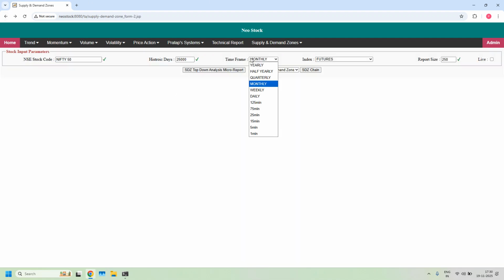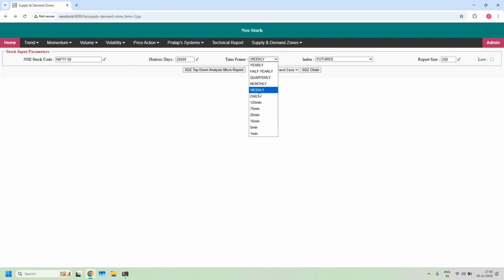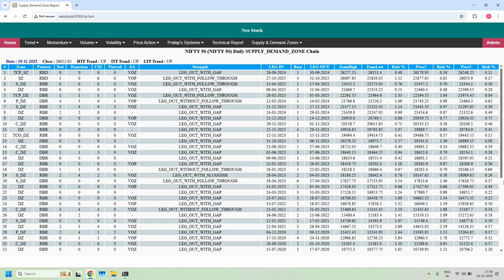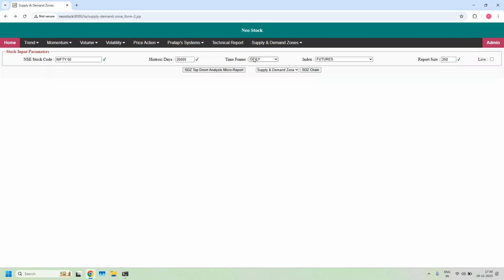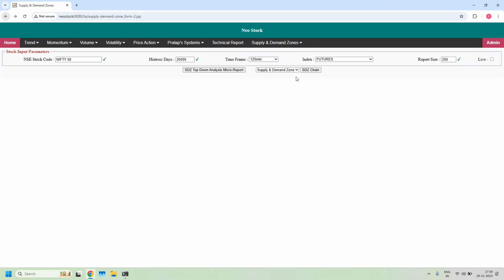Okay, next, generating a weekly supply demand zone chain for Nifty. Next, generating daily supply demand zone chain for Nifty. Next, generating 125 minutes supply demand zone chain for Nifty. Next, generating 75 minutes supply demand zone chain for Nifty.